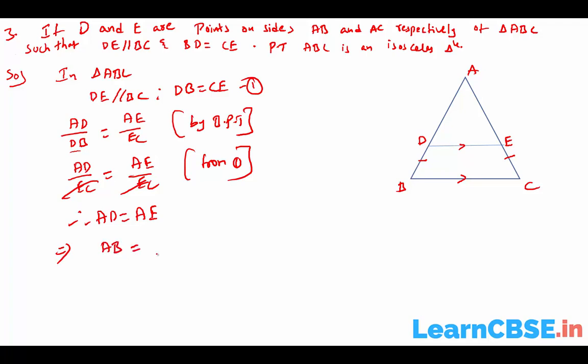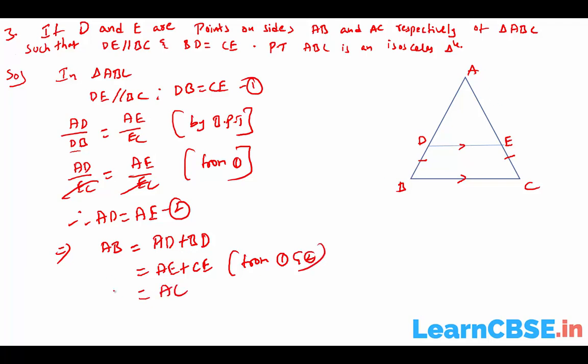AB equals AD plus BD, let it be 2. AD equals AE, BD or DB equals CE, from 1 and 2. Now AE plus EC is nothing but AC. That means AB equals AC. Two sides are equal, it is an isosceles triangle. Therefore, triangle ABC is an isosceles triangle.